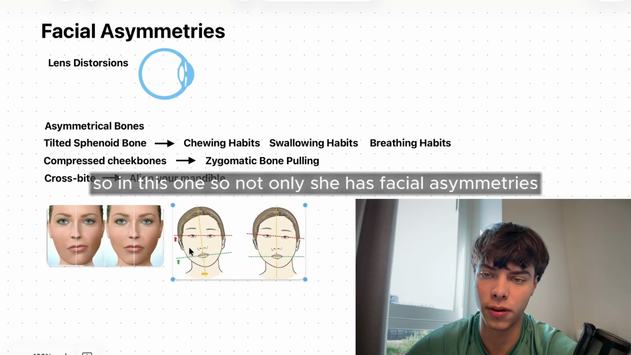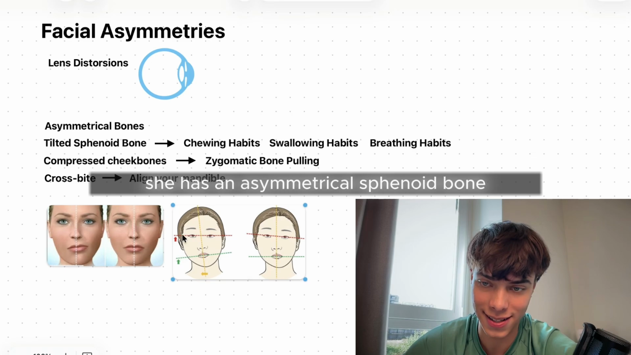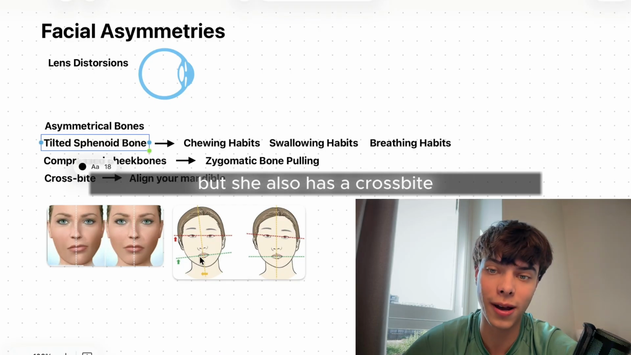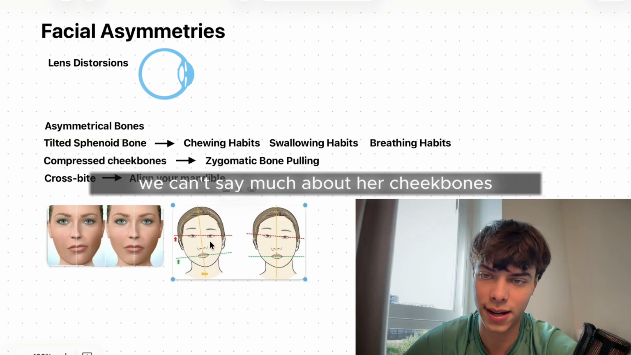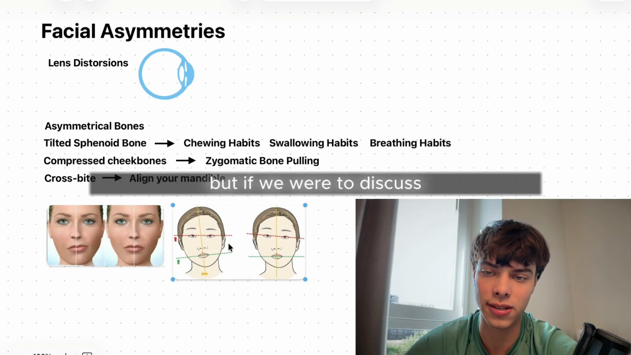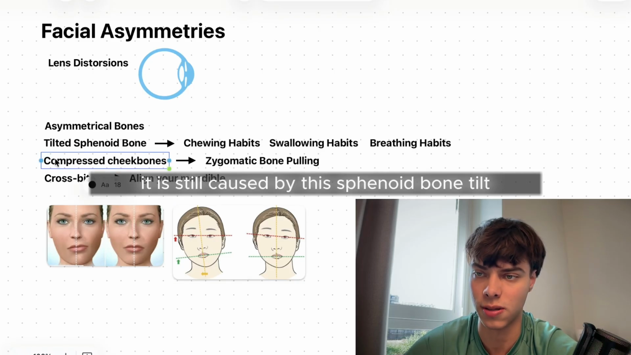So in this one, not only does she have facial asymmetries, but she also has weak neck flexors. But that said, she has an asymmetrical sphenoid bone, a tilted sphenoid bone right here, but she also has a crossbite. We can't say much about her cheekbones, but if we were to discuss her cheekbone asymmetry, I would say it is still caused by the sphenoid bone tilt.